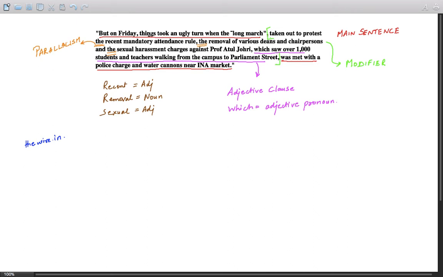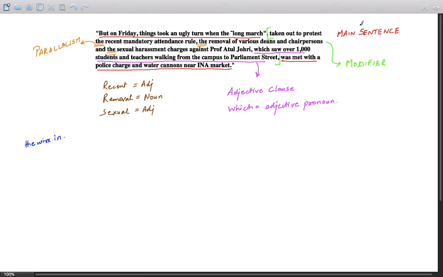But on Friday, things took an ugly turn when the long march taken out to protest the recent mandatory attendance rule, the removal of various deans and chairpersons, and the sexual harassment charges against Professor Atul Johri, which saw over 1,000 students and teachers walking from the campus to Parliament Street, was met with police charge and water cannons near INA Market.